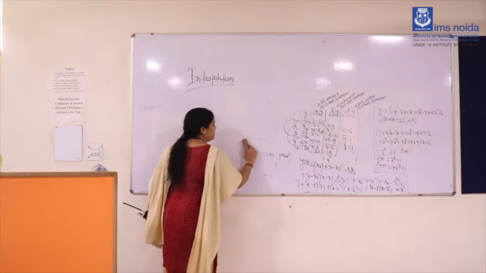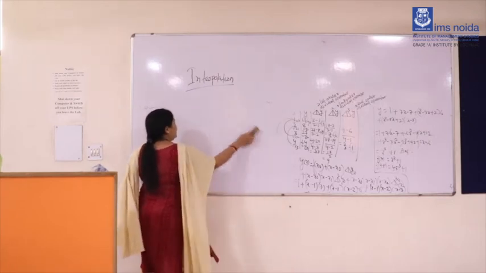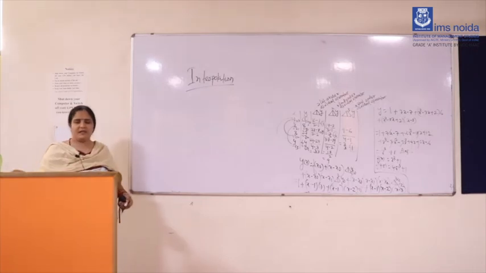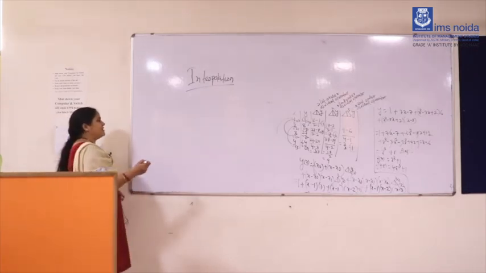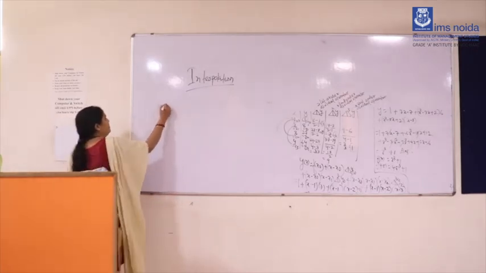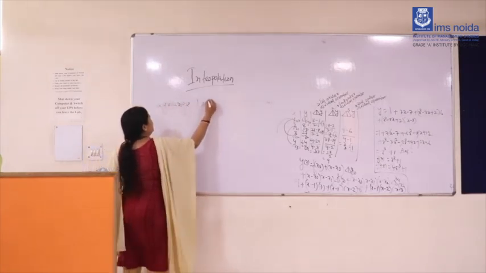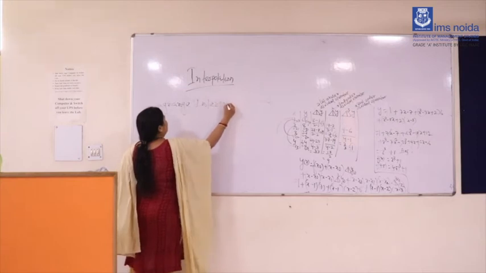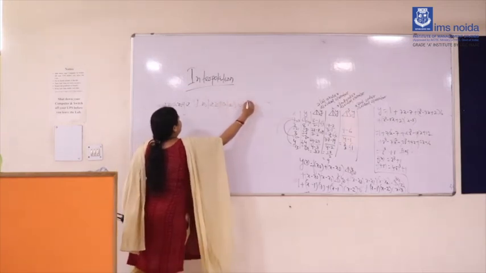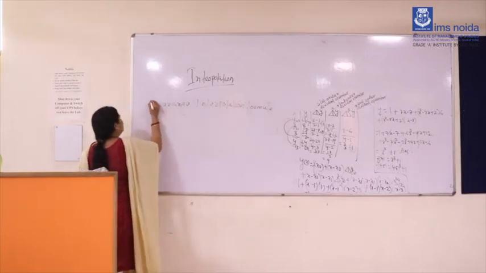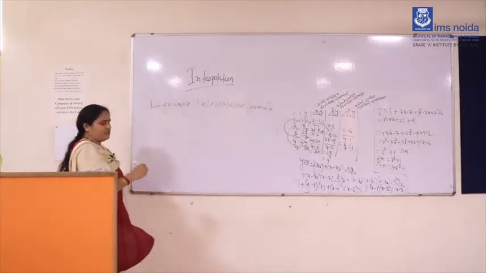This is quite easy to understand. If any question asks you to apply a particular formula, then you apply that, otherwise you apply whichever is compatible with you. This is your Lagrange interpolation formula.